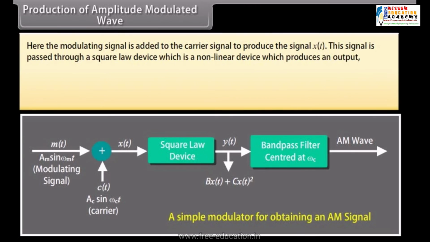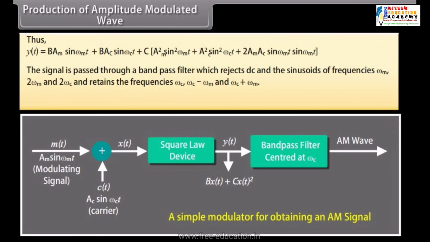Production of amplitude modulated wave. Here the modulating signal is added to the carrier signal to produce the signal x(t). This signal is passed through a square law device, which is a non-linear device which produces an output given by y(t) = b x(t) + c x²(t), where b and c are constants.